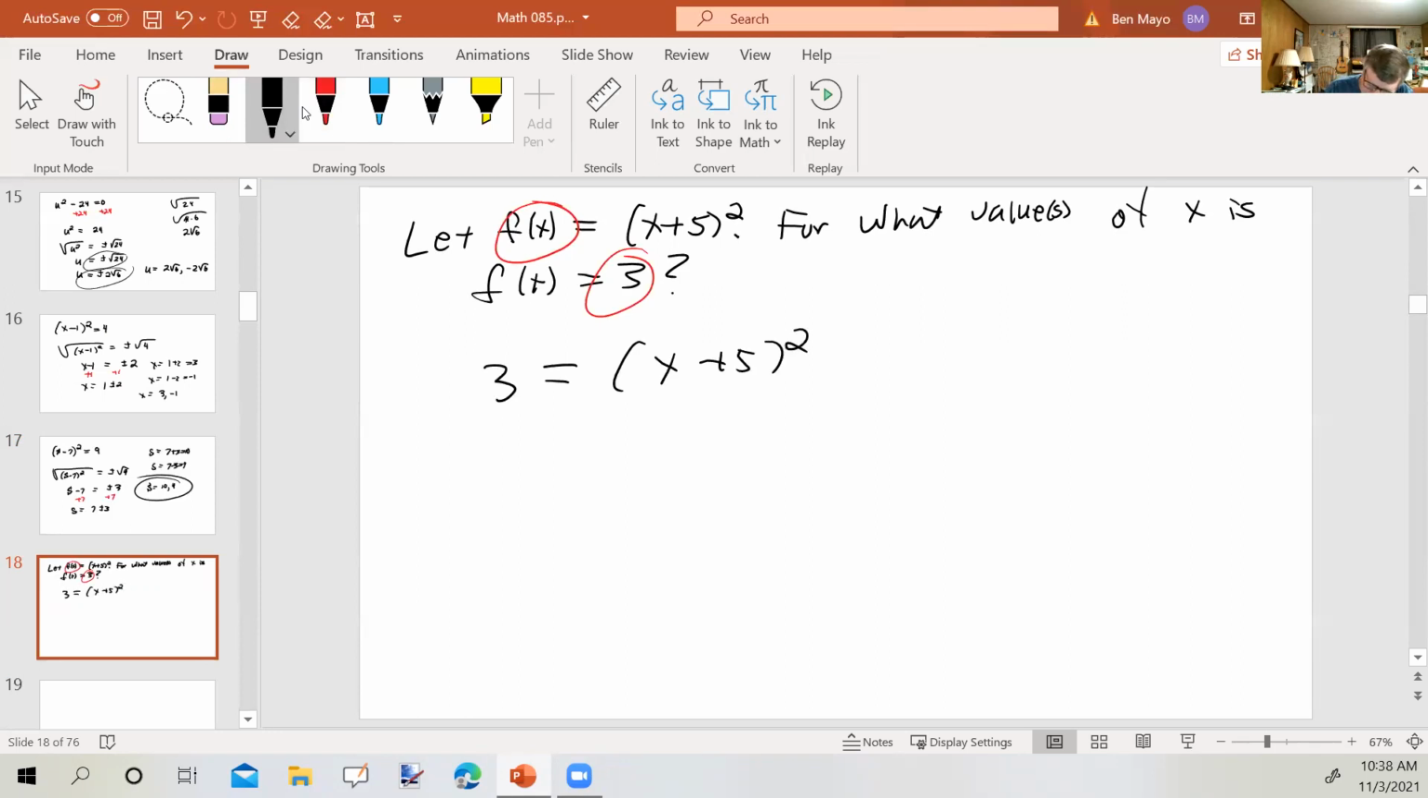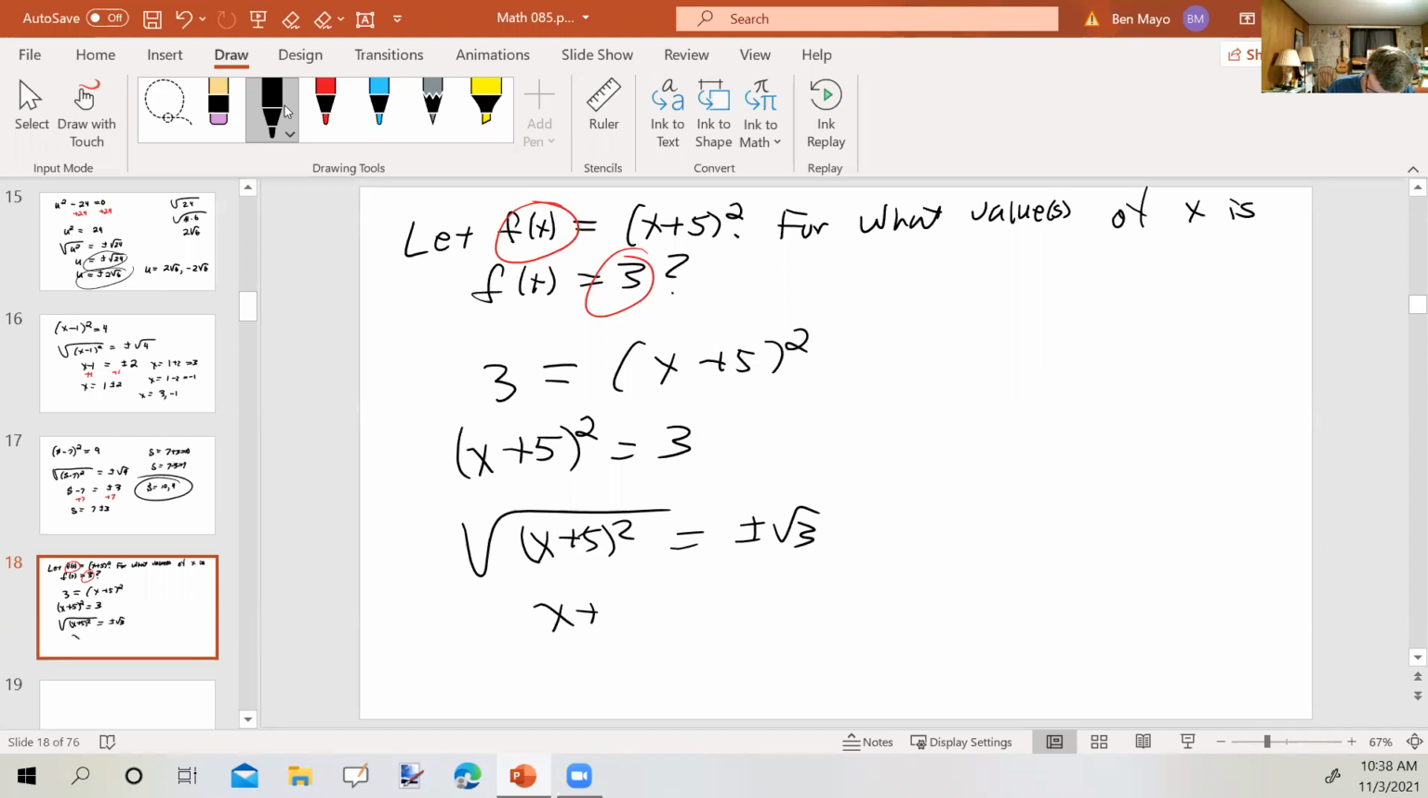You don't have to do this, but I like having my perfect square with a variable on the left side of the equation. So I'm going to write it like that instead. Just turn it around, okay? Then I'll take the square root of both sides. And we get x plus 5 equals plus or minus the square root of 3.